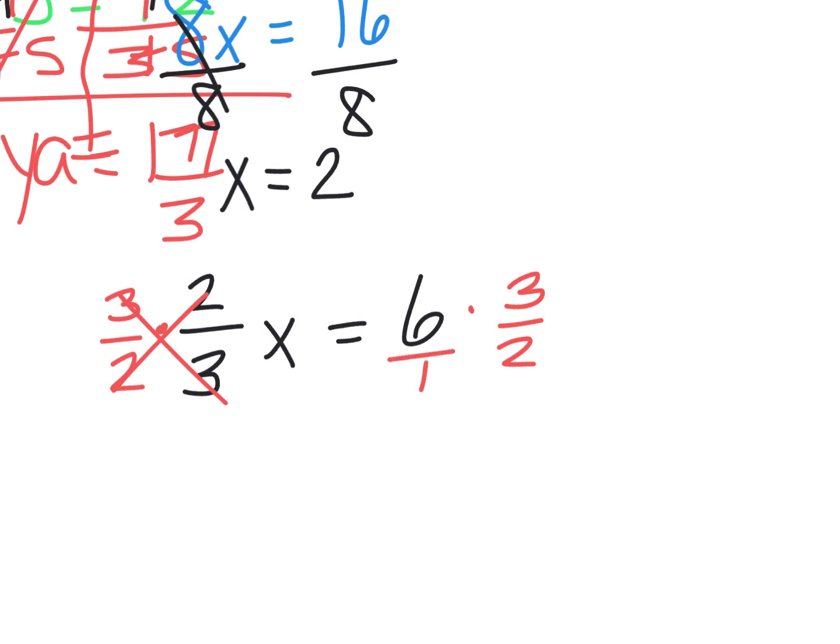All I have to do here is now create a fraction out of that whole number. 6 times 3 is 18. 1 times 2 is 2. And my answer is 9.